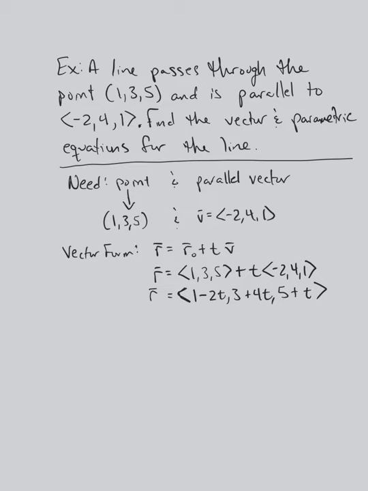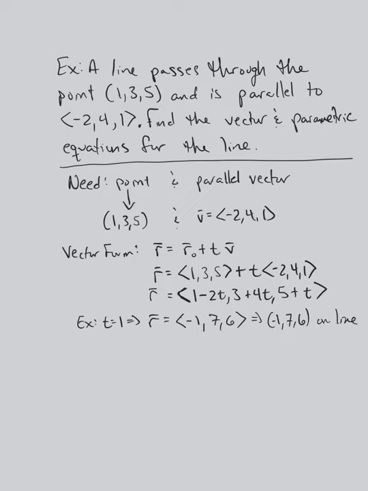Now, one thing to point out: if you wanted to get points on that line, you would just make up different values of t, and for each value of t, it's going to give you a vector. That's the position vector for a point. If you wanted to write the point, you would convert it to point form. As an example, say I plugged in t equal to 1. Then r is 1 minus 2, which is negative 1, 3 plus 4 is 7, and 5 plus 1 is 6. So the point negative 1, 7, 6 is on the line.